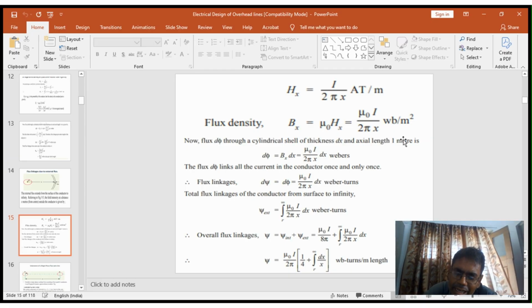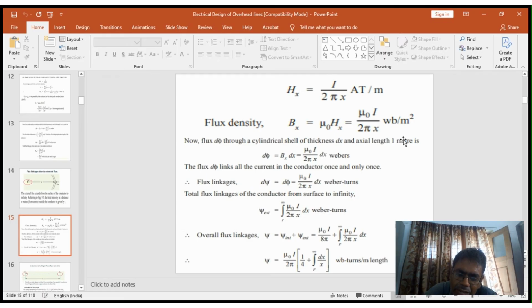Then the overall flux linkages is the flux linkages due to the internal flux plus the flux linkages due to the external flux. Flux linkages due to the internal flux is equal to mu 0 I divided by 8 pi. Flux linkages due to the external flux is equal to the integral from r to infinity of mu 0 I divided by 2 pi x into dx. Finally, you get the flux linkages formula: mu 0 I divided by 2 pi into 1 by 4 plus the integral from r to infinity of dx by x.